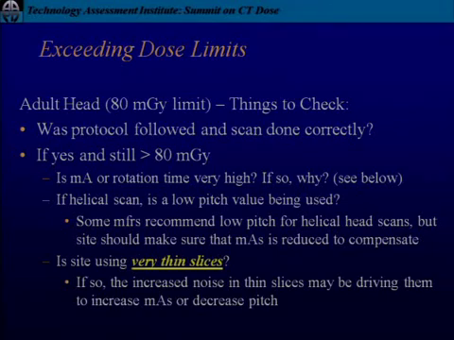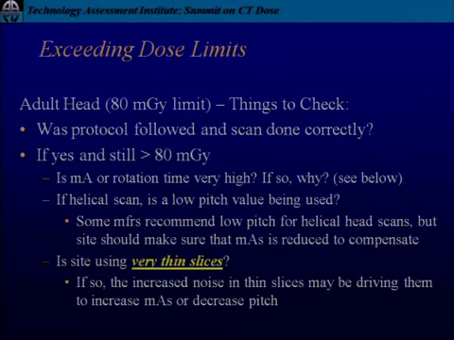And we heard from Dr. Gupta some reasons why some sites do a helical scan and they use a low pitch value, right, to get away from some of the artifacts. If they're using a low pitch value, that's fine. Some manufacturers recommend that. But have they compensated by lowering their mAs? Again, if it's a Siemens scanner or a Philips scanner, that's built in.